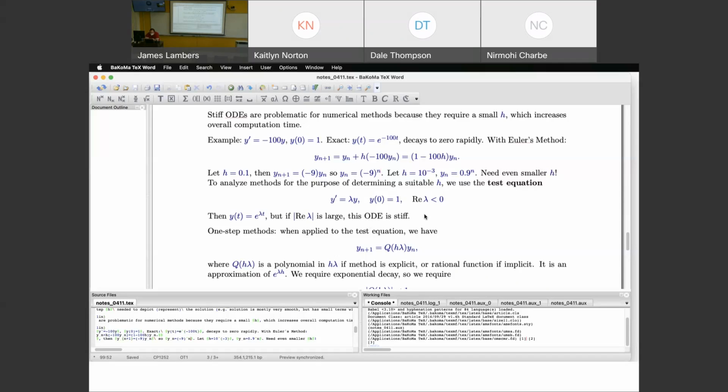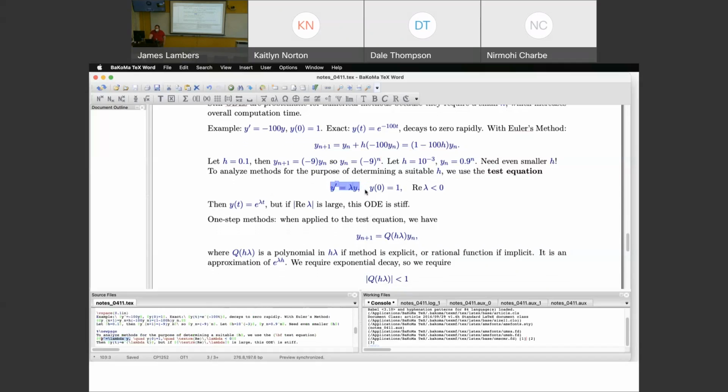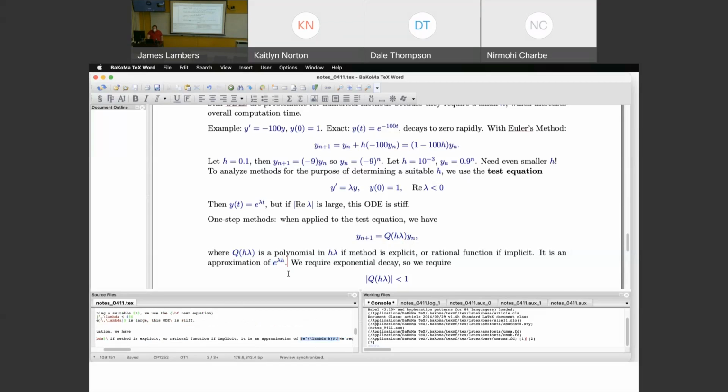So how do we find a reasonable value of h for a one-step method? Well, what happens is, if you plug an ODE this simple into your one-step method, you get an equation of this form: y_{n+1} is some function of h times lambda applied to y_n. Now, what kind of a function is this? It depends on whether the one-step method is explicit or implicit. If it's explicit, it's a polynomial. If it's implicit, it is a rational function. Either way, it's supposed to be an approximation of the exponential, e to the lambda h.